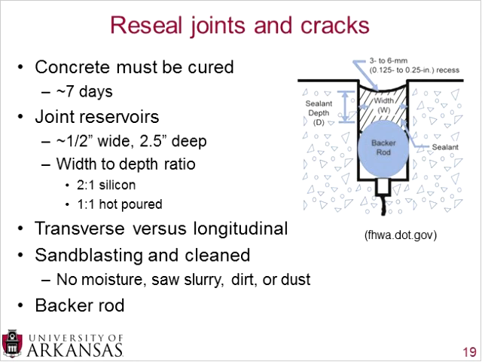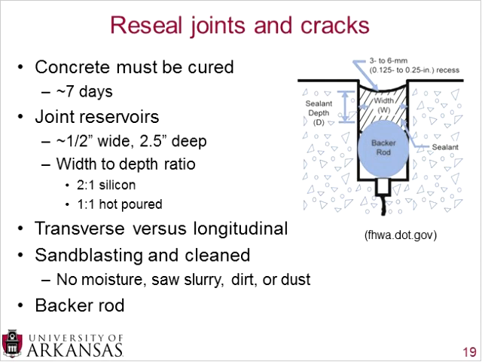After you have cut your reservoir, you want to either sandblast or water blast or air blast and make sure that that's very cleaned out. You don't want any grit or leftover material on the sides of those joint reservoirs, because then the sealant could adhere to that grit and then come right out of the joint. You want the sealant to adhere to the concrete itself and not to any dirt or grit that happens to be on the side. You also don't want any moisture, slosh, or saw slurry in there. When you're cutting these joints, you will get a little bit of saw slurry. It's a wet process, so you want to make sure you flush all that out as well.